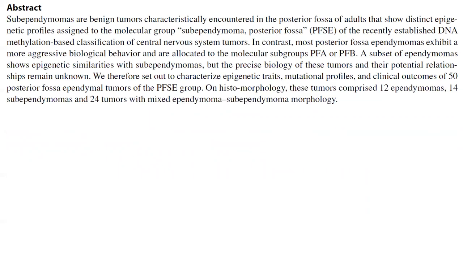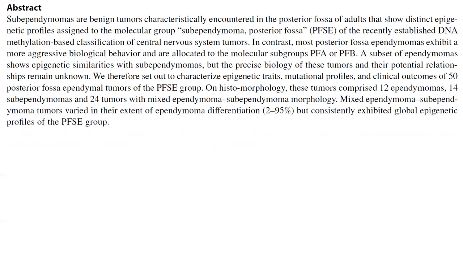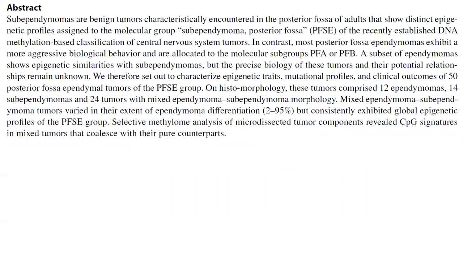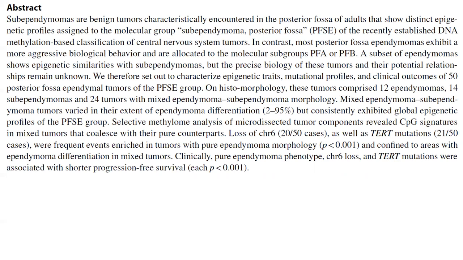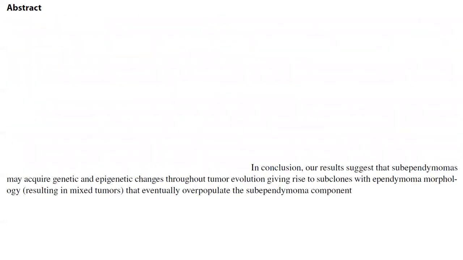On histomorphology, of the DNA methylation profiling group, 12 looked like histologic ependymomas, 14 were subependymomas, and 24 were mixed. That's the whole group. Mixed ependymoma-subependymoma tumors vary in extent. We saw the curve on that, but they all had the global epigenetic signature of posterior fossa. And then there's the microdissection, and loss of chromosome 6 and TERT promoter mutation were frequently enriched in pure ependymoma morphology. Look at that p-value. And confined to the areas of ependymal differentiation. Pure ependymoma phenotype: chromosome 6 loss, TERT mutation, shorter progression-free survival.